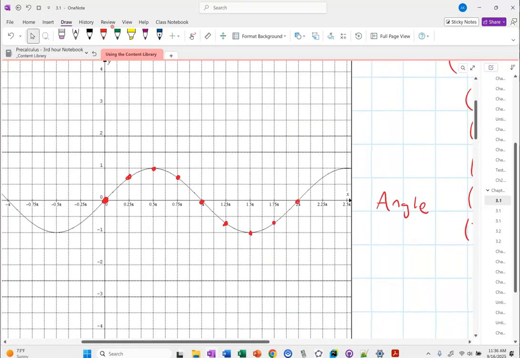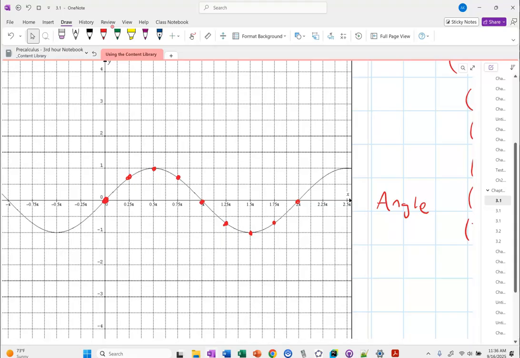Notice that this graph is just going to repeat itself as I go around the unit circle a second time, and a third time, and a fourth time. I'm just going to get this same wave going on over and over and over again, right?